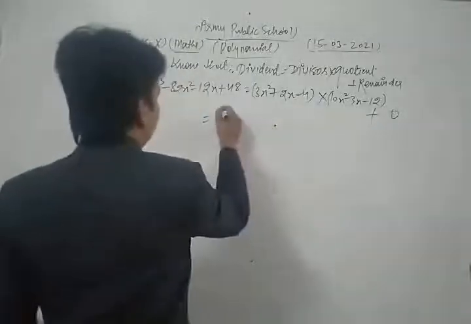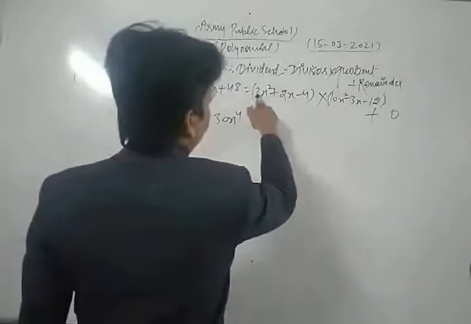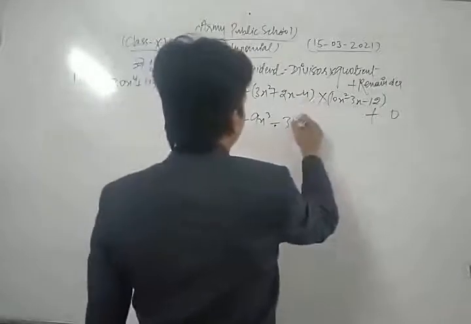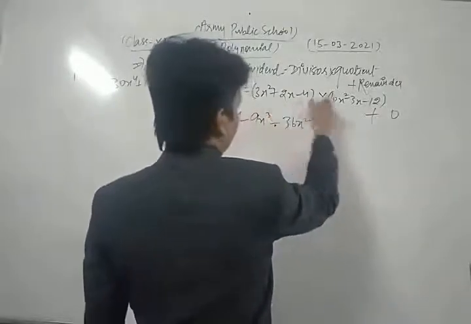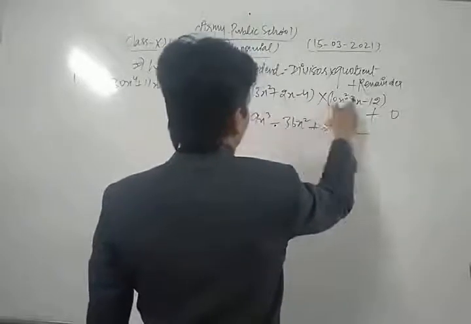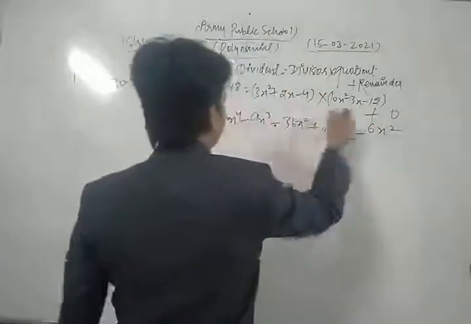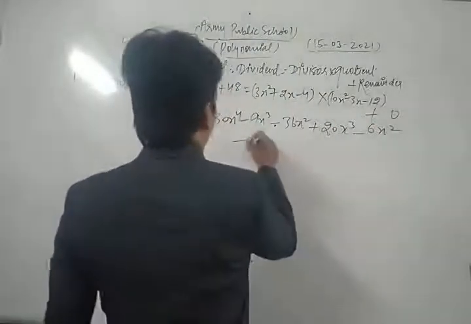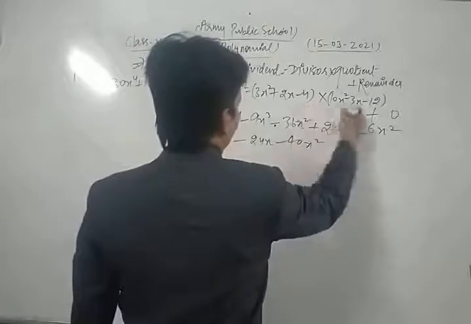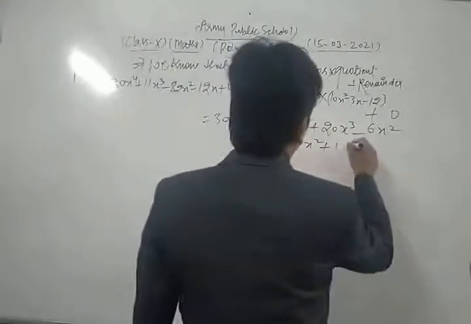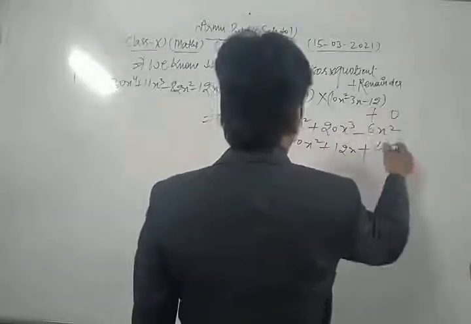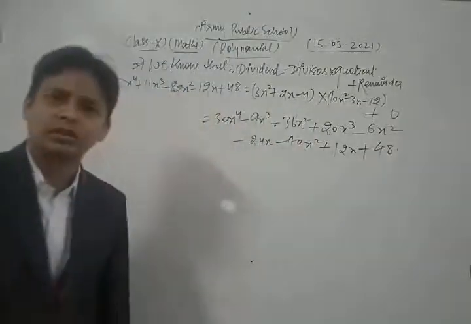So now 3 times this is 30x to the power 4. Now plus minus 3 3s is 9x cube. Okay, now plus minus 3 12s, this is 36x square. Now minus 2 plus 2x multiply them, so we get 20x cube. Now plus minus 3 2s is 6x square. Now plus minus 12 2s is 24x. Okay, now this is minus 4 10s is 40x square, minus plus 4 12s, this is 48. Now we simplify them.